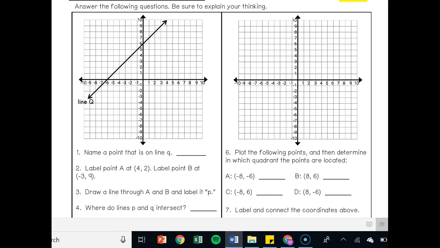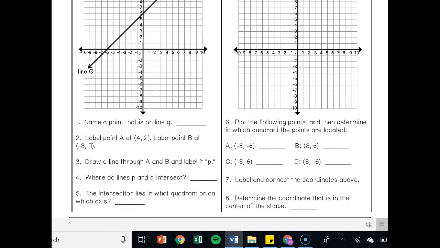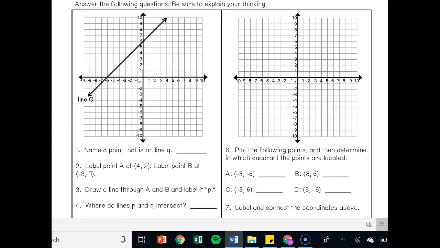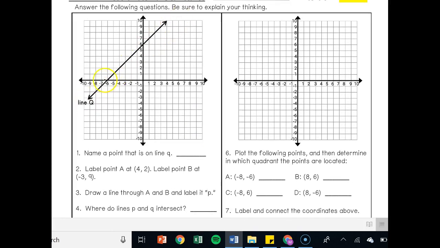So it says, answer the following questions, be sure to explain your thinking. It says, name a point that is on line Q. So you can name literally any point that is on this line. For it to be a point, it must cross through two grids. So for instance, this is a point right here. You could say (-5, 1) is a point.